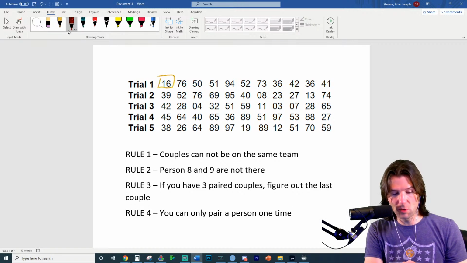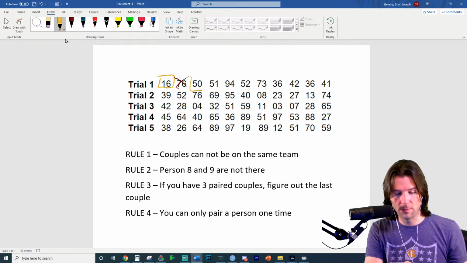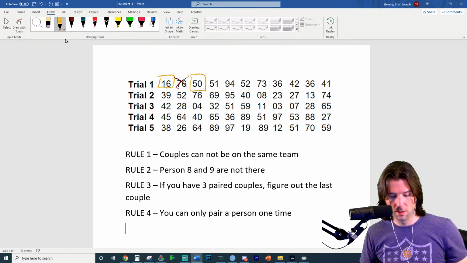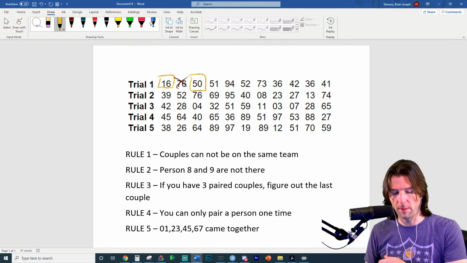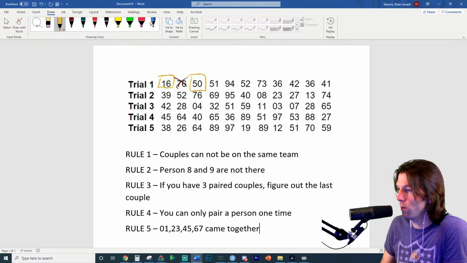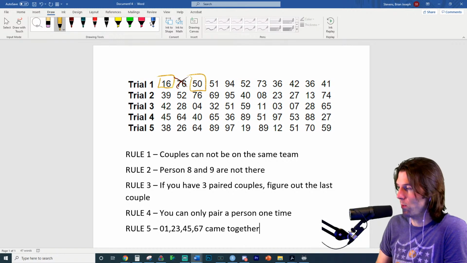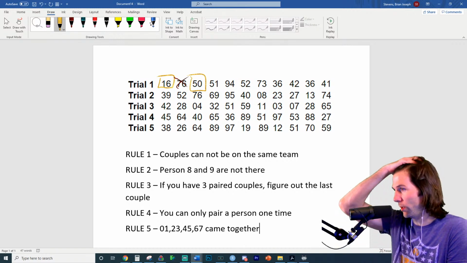That means this one cannot occur. Then we're going to pair, Rule 5. 0, 1, 2, 3, 4, 5, 6, 7 came together. Okay. So the goal of this is to pair people with different people. I think I have every rule I could possibly describe to you right now, and it will illustrate what we're doing in the game.